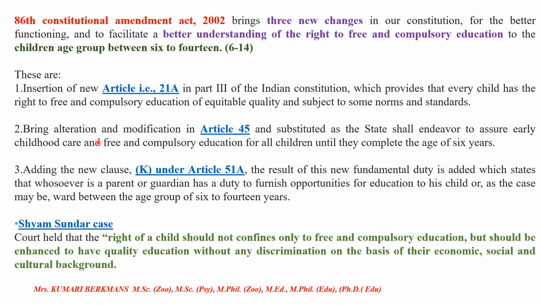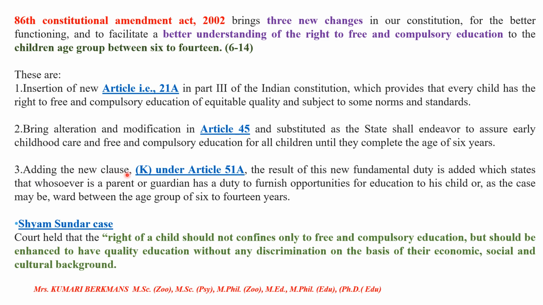Number 2, they bring alterations and modifications in Article 45, substituted as: the State shall endeavour to provide early childhood care and free and compulsory education for all children until they complete the age of 6 years. This is what the Anganwadi is now doing. Anganwadi takes care of the small kids, and they provide food as well as snacks, everything, and very good studies are going on in Anganwadi, so people can join their kids in the Anganwadi and make use of it. So up to 6 years.